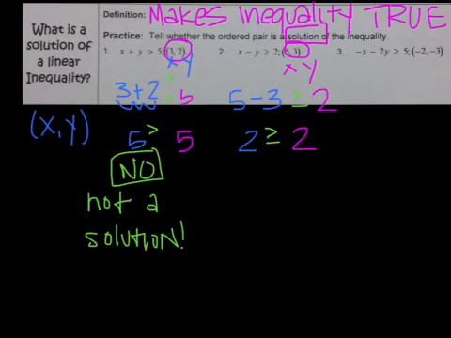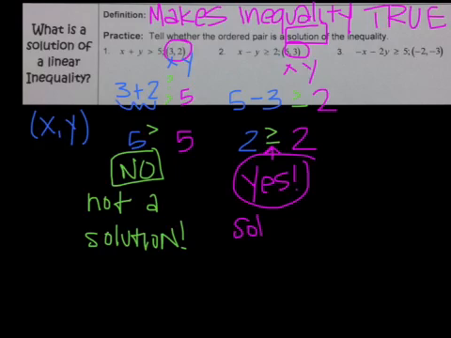Is 2 greater than itself? No, it's not. That would take us back to number 1, where it would be equal to itself. So 2 is not greater than itself, but it is equal to itself. So since it adds that extra part, this is true. So that would be yes, because of the or equal to part, it would be a solution.